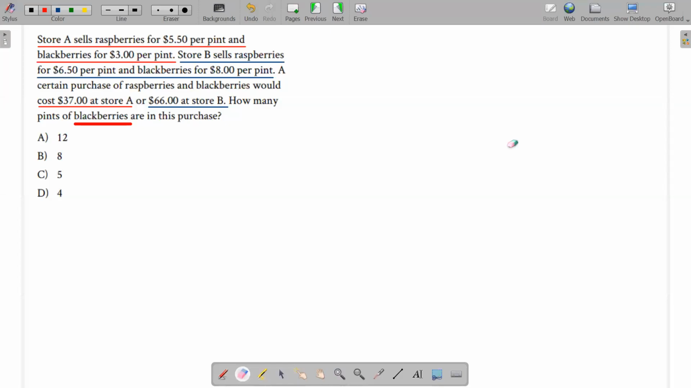Store A sells raspberry for $5.5 per pint and blackberry for $3 per pint. Store B sells raspberry for $6.5 per pint and blackberries for $8 per pint. A certain purchase of raspberry and blackberry would cost $37 at store A and $66 at store B. How many pints of blackberries are in this purchase?